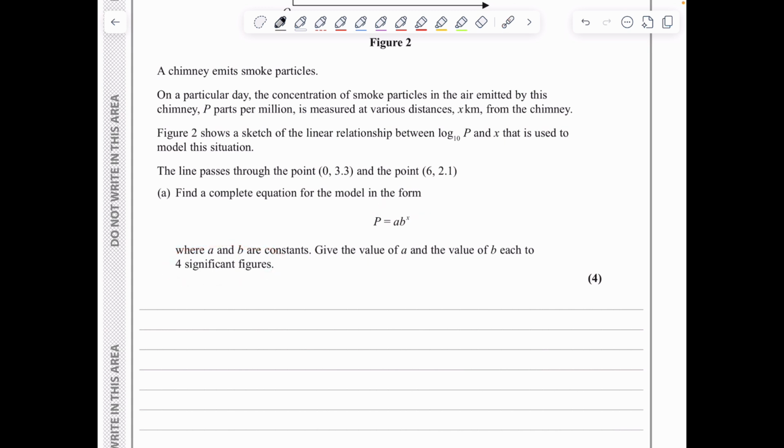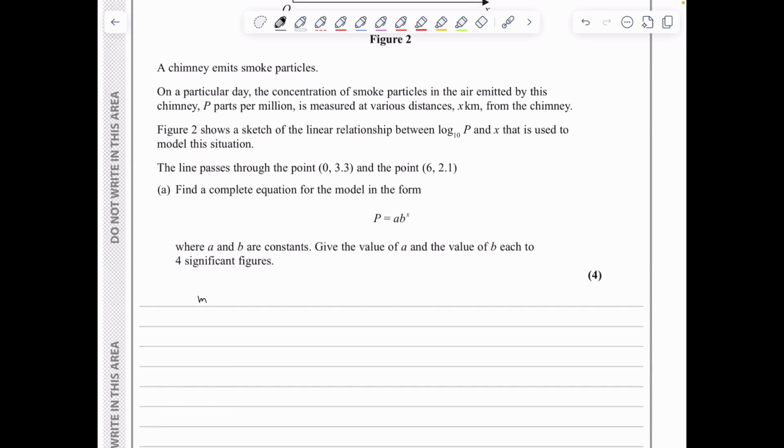Well, I will start by finding the gradient of the straight line. So m is going to be 2.1 minus 3.3 over 6 minus 0. This gives an answer of negative 0.2, which is the gradient of the straight line. We've got the y-intercept, it's 3.3. We're not dealing with y and x, we're dealing with log of P base 10 and x. So the equation of the straight line will be log of P base 10 is equal to negative 0.2x plus 3.3.